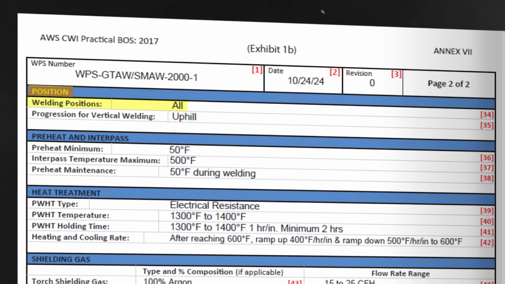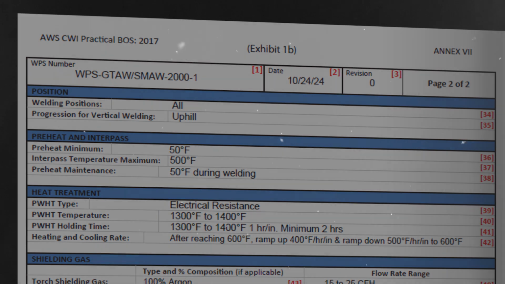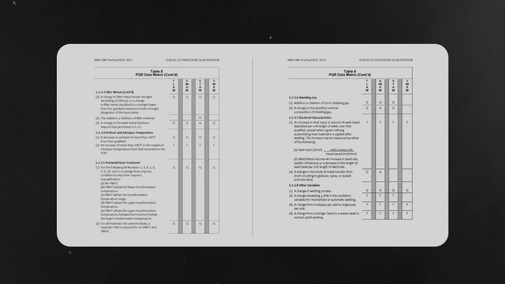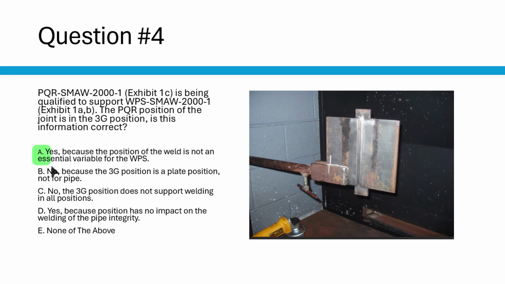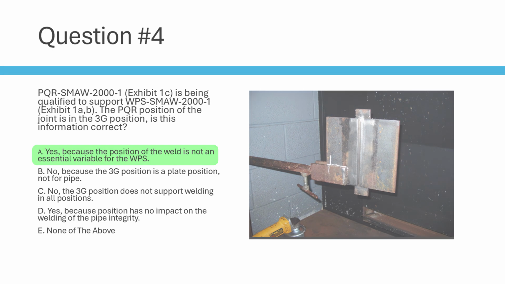But this is where you need to understand all the variables, especially Table 8 in the book of specs. If you carefully review Table 8, there is no mention of position. It's not an essential variable, so the answer would be A. Yes, because the position of the weld is not an essential variable for the WPS.